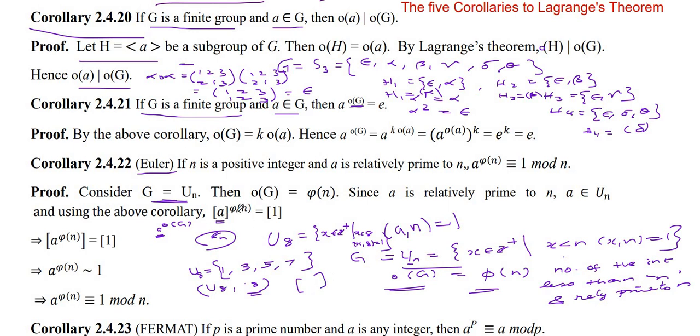So class a raised to order of G. Order of G is phi of n. You have this. That should be the identity element. What is the identity element in this?